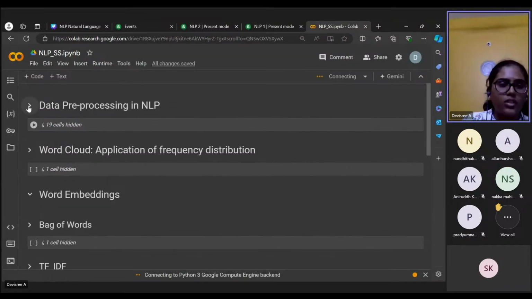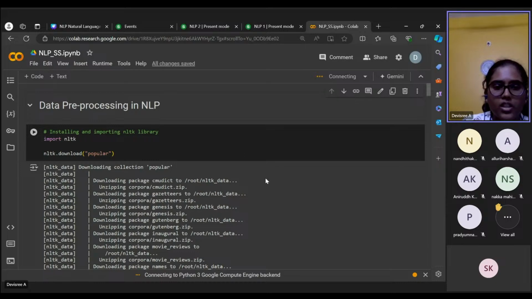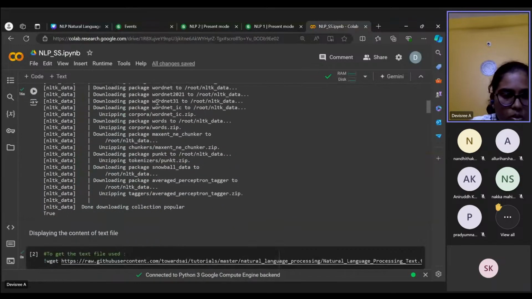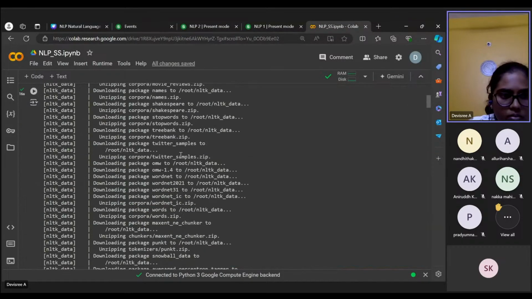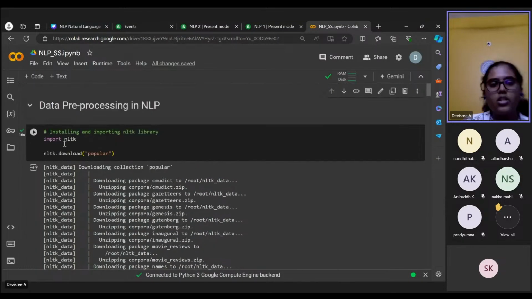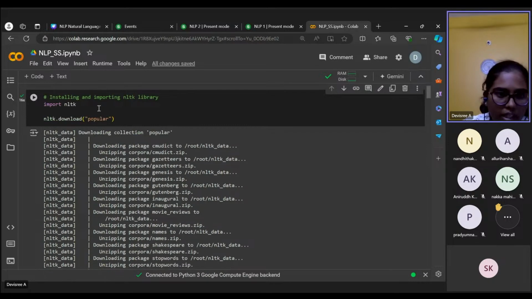Okay, so the code implementation of this is pretty straightforward. There are built-in Python libraries for every possible thing that we can do. So code implementation is pretty simple and won't take much time. Okay, so firstly, data preprocessing in NLP. First, we need to install, and installing the NLTK library is not necessary because in Google Colab, it's already installed. So we import the NLTK library.